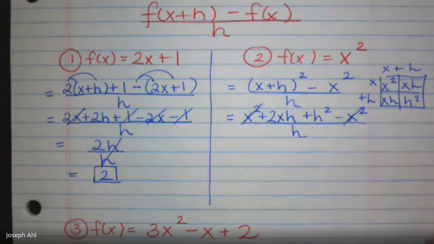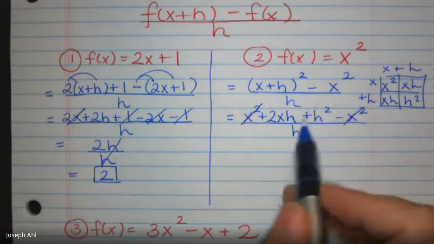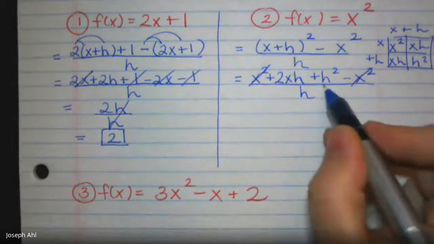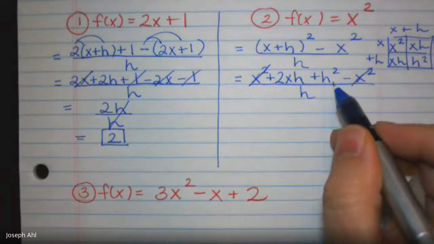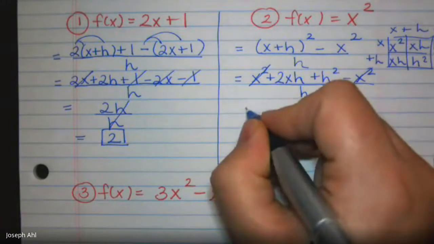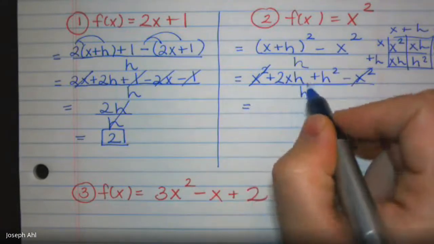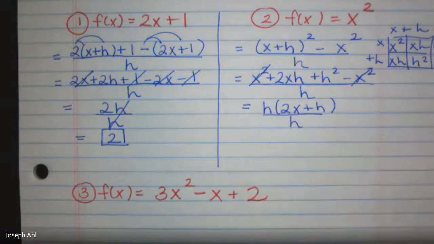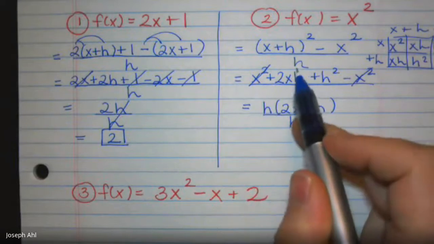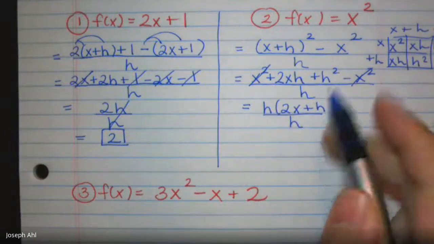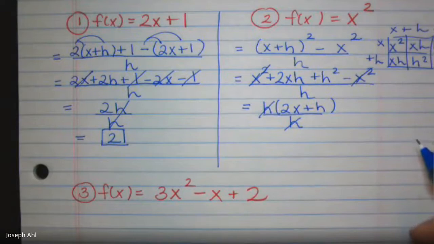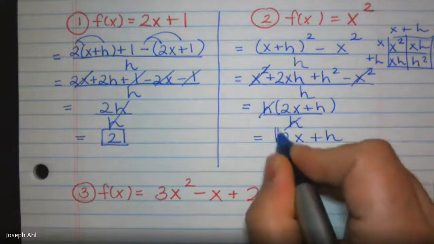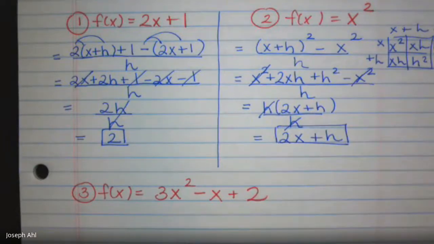Okay, x squareds cancel out. So I want you to look at what's left on top and then think what I just mentioned a second ago. Does everything on top still have an h in it? And the answer to that is yes. So we know we're on the right track if that's true. What we're going to wind up doing is take out h as a GCF. And when I do that, you're left with 2x from the first term plus then h from the second. And then here those h's cancel. To get your final answer, the difference quotient for x squared is 2x plus h.